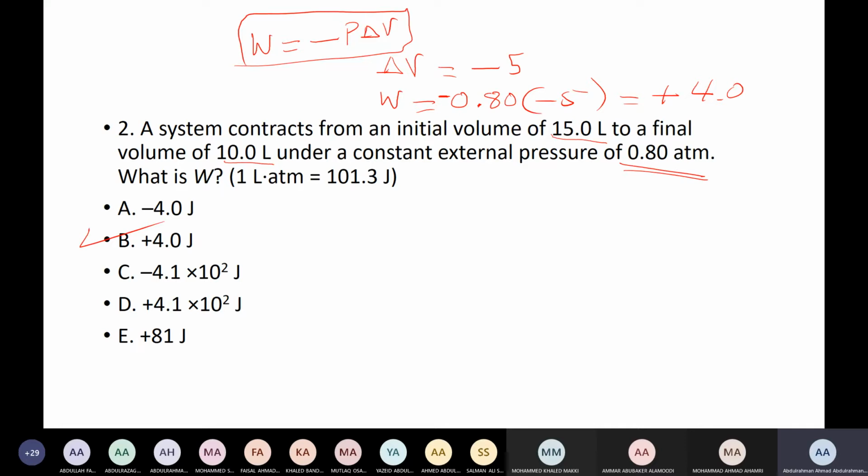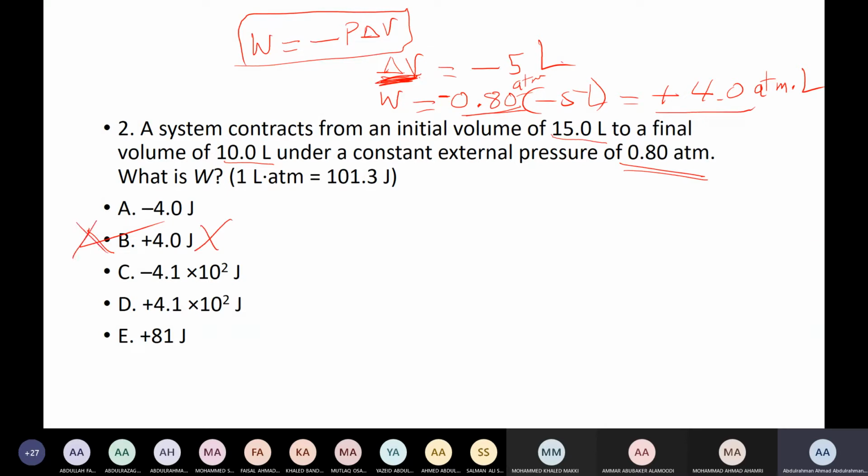Now, what's the unit for delta V? So this is the wrong answer, by the way. It has to be joule? No. What's the unit that we use here? Liter. And what's the unit for pressure? Atmosphere, ATM. What's the unit for the W? Joule. You will multiply liter by atmosphere. So this is +4, but not joule.